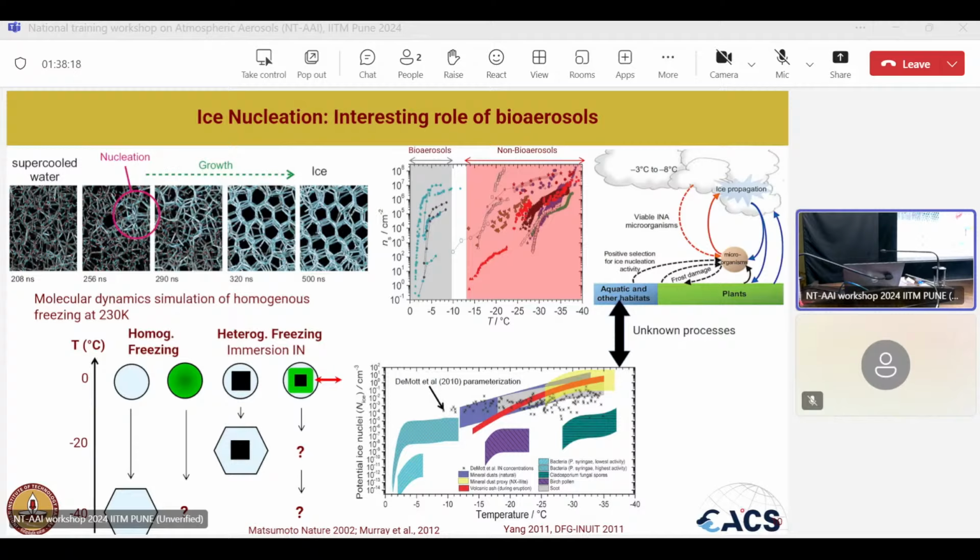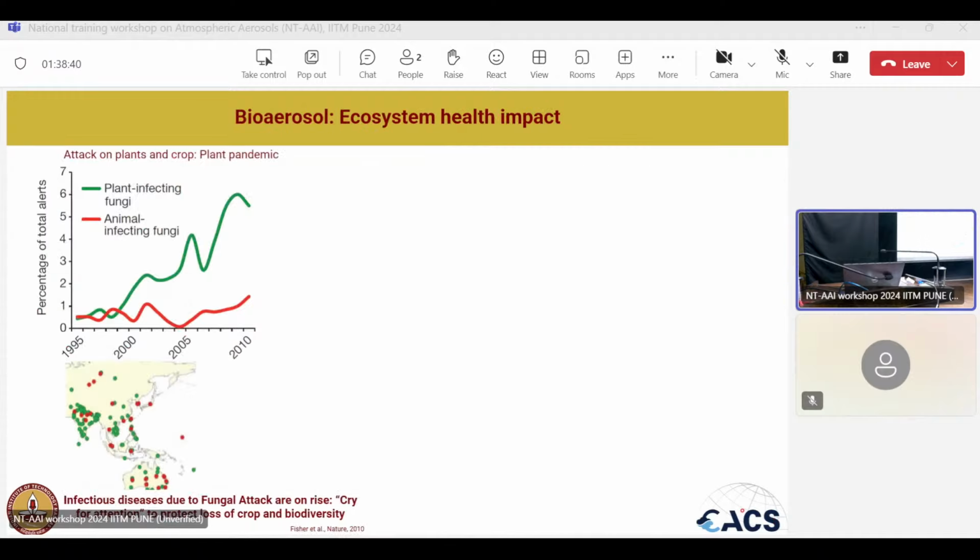So let's try to understand that these guys have some sort of a magic wand with them, which initiates the ice crystal formation much faster and earlier than the non-bioaerosol. And that's the reason these are the unknown processes which we need to look into for cloud formation: how can this happen at a temperature which is like minus 3 to minus 8 degrees centigrade? That's the climate impact of the bioaerosols.